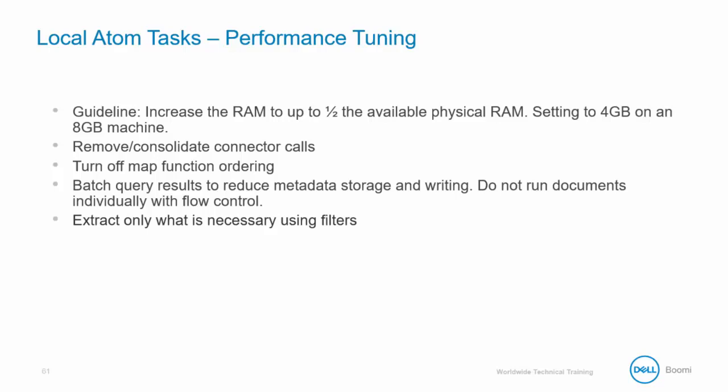Check to make sure the map function ordering is not turned on unless absolutely required. This requires extra processing. Batch query results to reduce metadata storage and writing. Do not run documents individually with flow control unless absolutely necessary. Lastly, avoid selecting all in your queries and extract only what is needed by using filters.